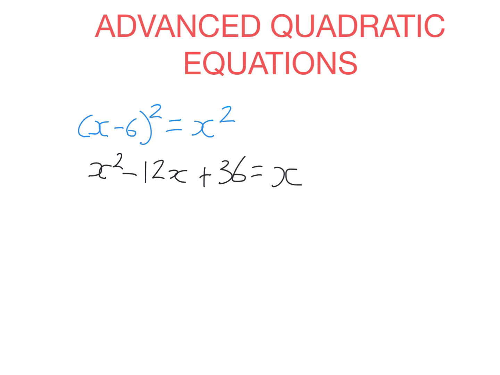So here, I can just do that by getting rid of x squared from both sides. I get negative 12x plus 36 equals 0. You know how to solve that. Subtract 36 from both sides, divide by negative 12, you get x equals 3. All right, that was an easier question. Let's look at some more challenging questions.